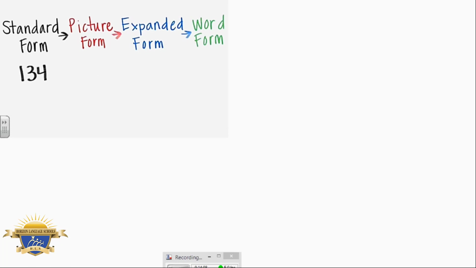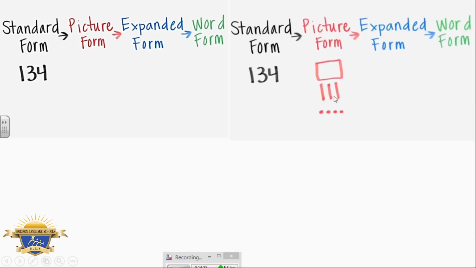The standard form is 134. Okay, the picture form, we will have 1 block, 3 strips, and 4 small squares. 1 block because we have 100, 3 strips because we have 3 tens, and 4 small squares because we have 4 ones.